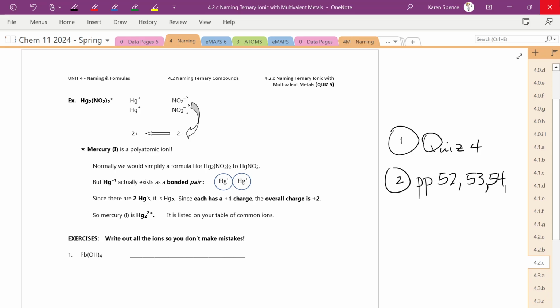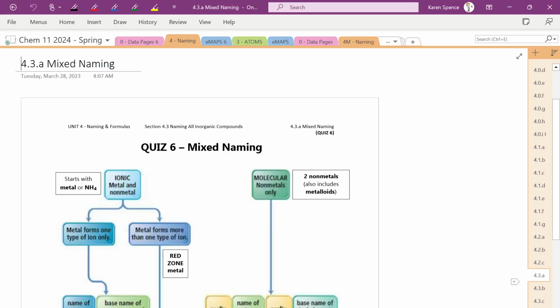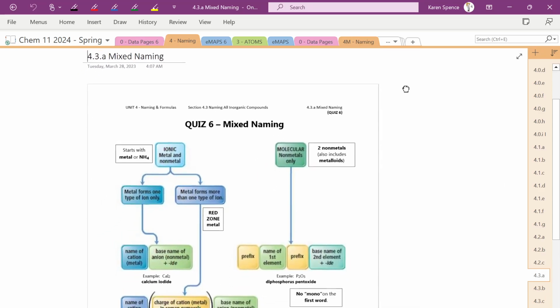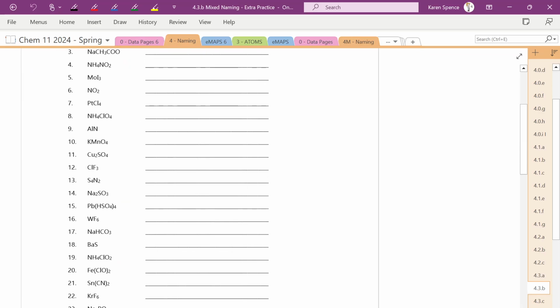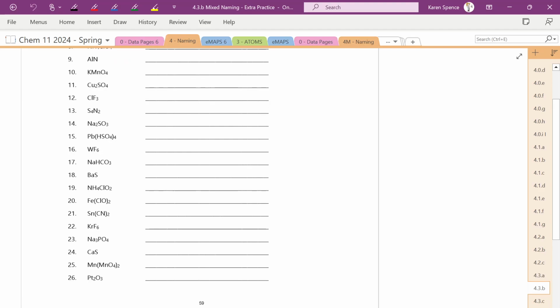And if you finish quiz 5, you can do mixed naming, which basically just means it's got all the different kinds, and that would be on page 59.